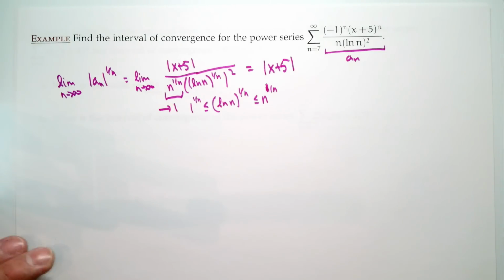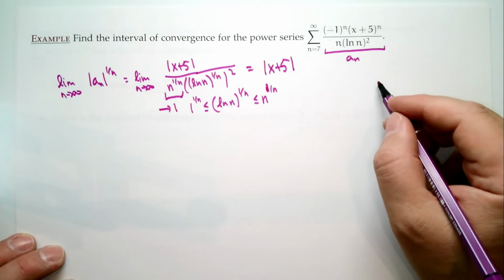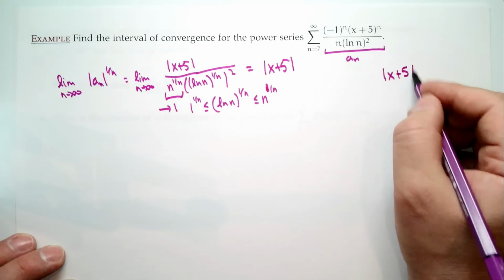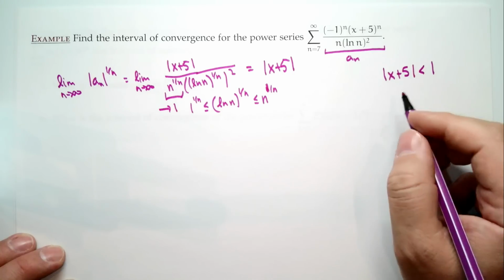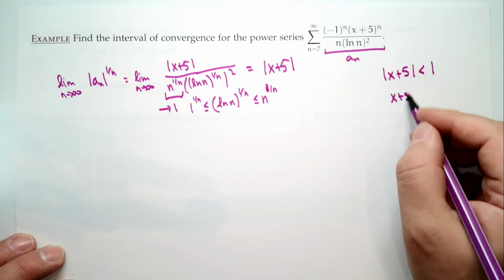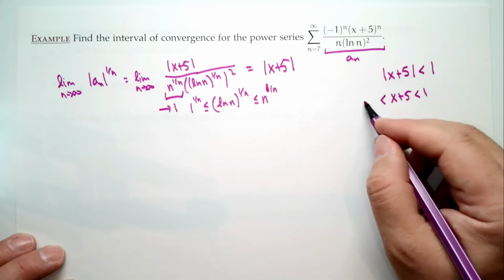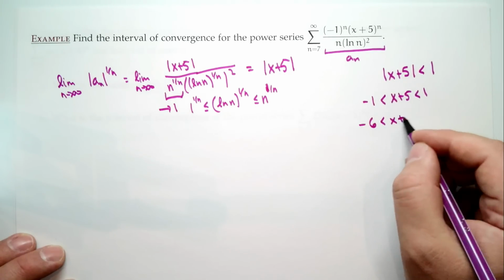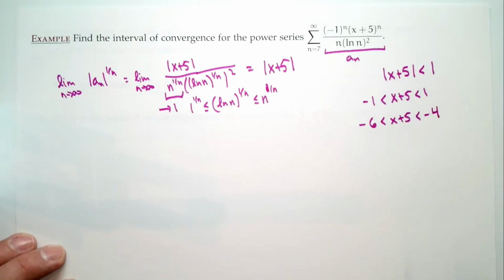So, what do we know? Well, we have that the limit of a sub n to the 1 over n is absolute value of x plus 5, so this will converge when absolute value of x plus 5 is less than 1. Or another way to say this, when x plus 5 is between 1 and negative 1, and then if we subtract 5, negative 6 less than x less than negative 4. We're not done yet because we're asked for an interval. Now this is an interval, but what haven't we checked? We haven't checked the endpoints. Well, let's check the endpoints.